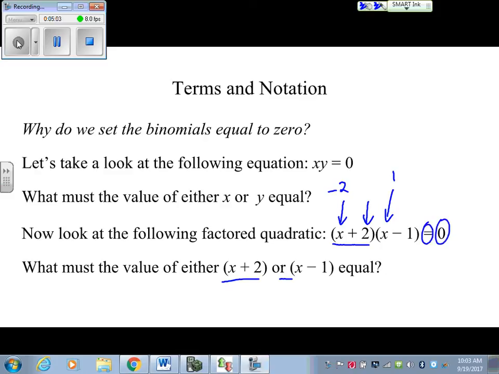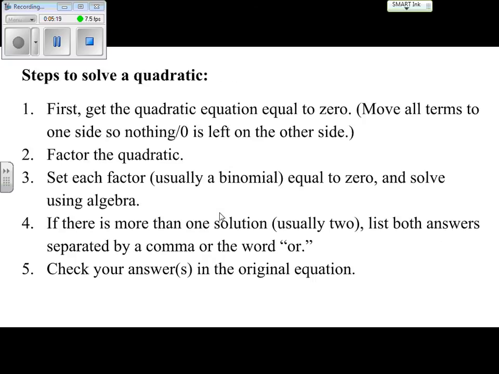Or I could plug in a 1, and I'd have 1 minus 1, which equals 0. And again, 0 times anything equals 0. And we'll look at some more specific examples of that. But that's the big picture idea. Do you really need to understand the big picture idea to do this? Probably not, but it certainly doesn't hurt. So this is a slide you may want to pause on and get in your notes.